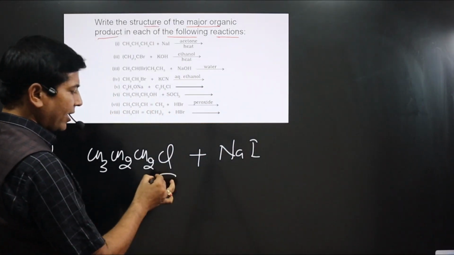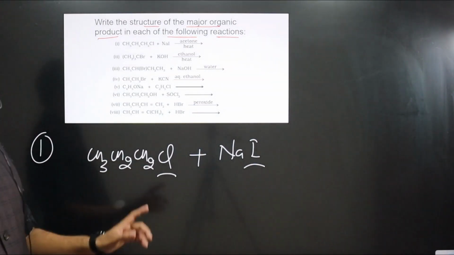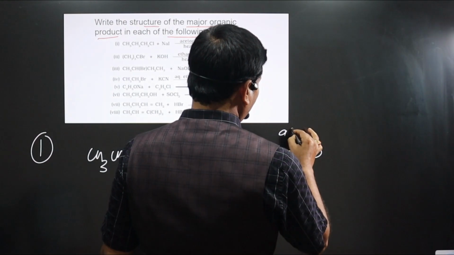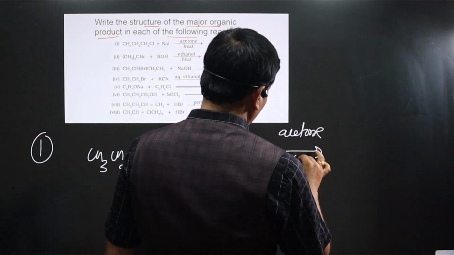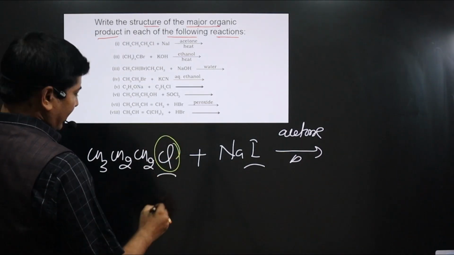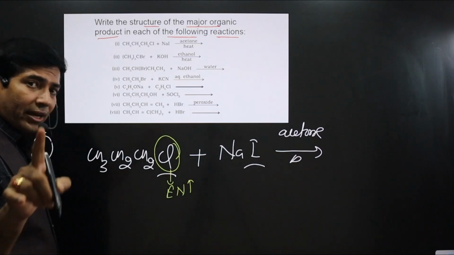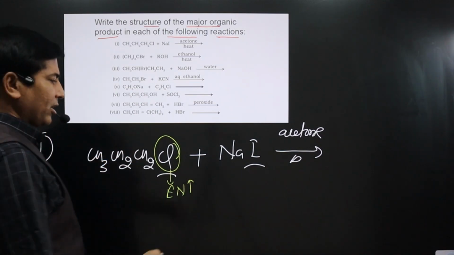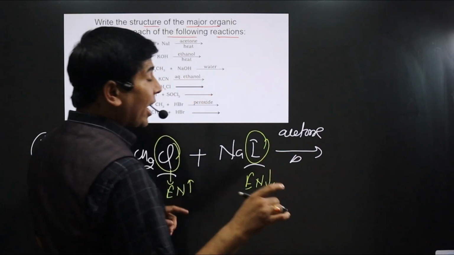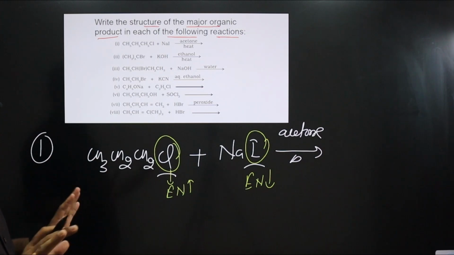You can see this is a halide and this is also a halide, meaning a halogen exchange reaction. This reaction is known as the Finkelstein reaction. And here we have acetone, which is acting as a solvent. Heating is done. In this case, always keep in mind the halide attached to the alkyl group should be more electronegative, and this halide should be less electronegative. Then halogen exchange reaction is possible. Otherwise, halogen exchange does not take place.